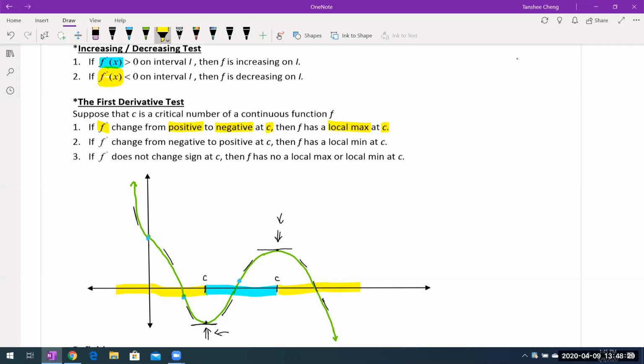Any questions before I move any further from here, right? So it's like negative to positive, and then we have a local minimum at C. So that is very important. Now the example right here, the last case, when the derivative function never changes signs, then we don't have a local maximum or local minimum, right?